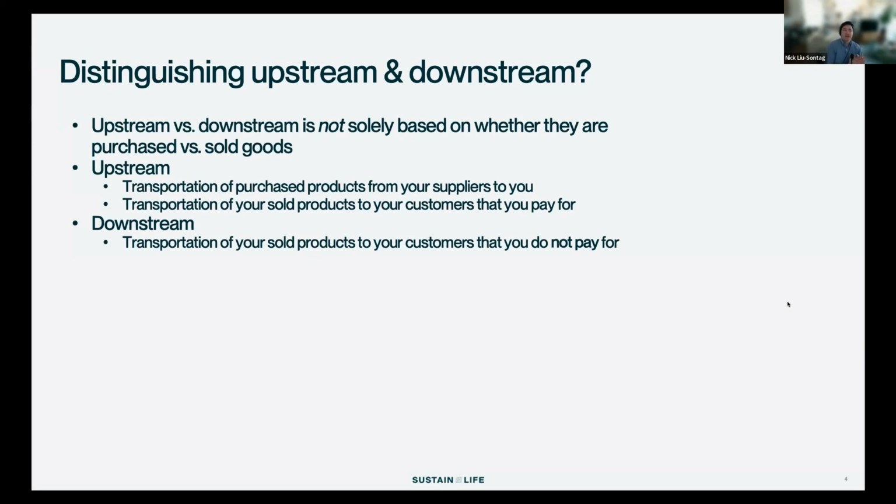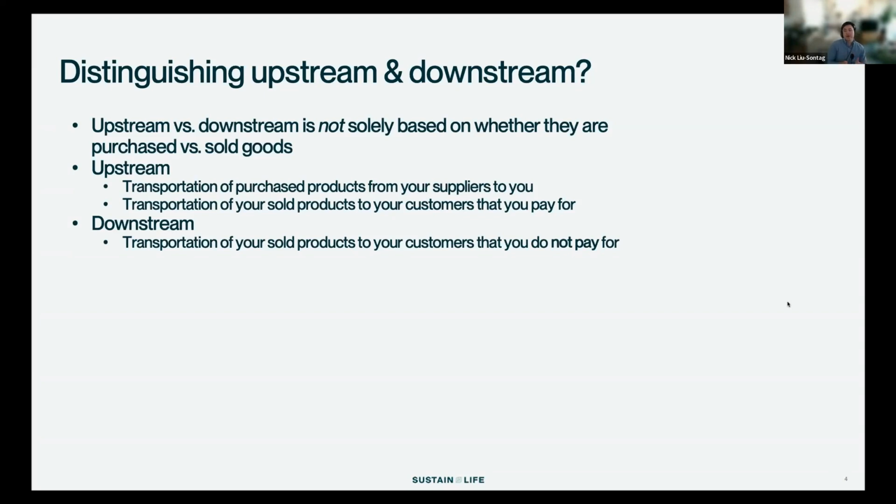We can imagine a situation where you're an e-commerce company and you're selling direct to consumers. If you are offering free shipping on your website, then that means you as the company are paying for the shipping. And so the transportation from those sales would fall under upstream transportation and distribution.